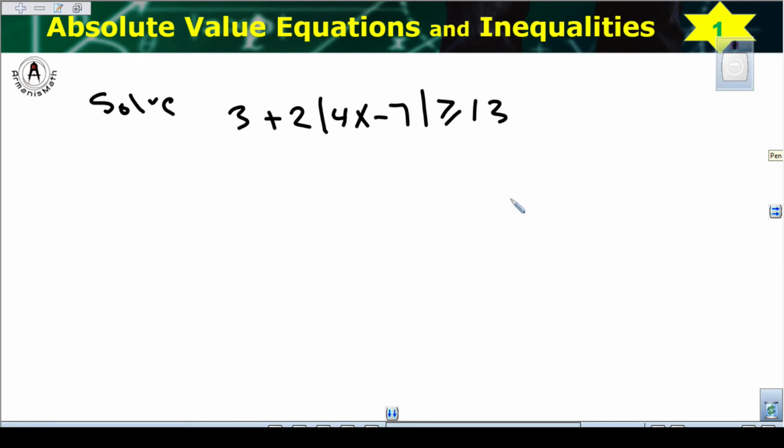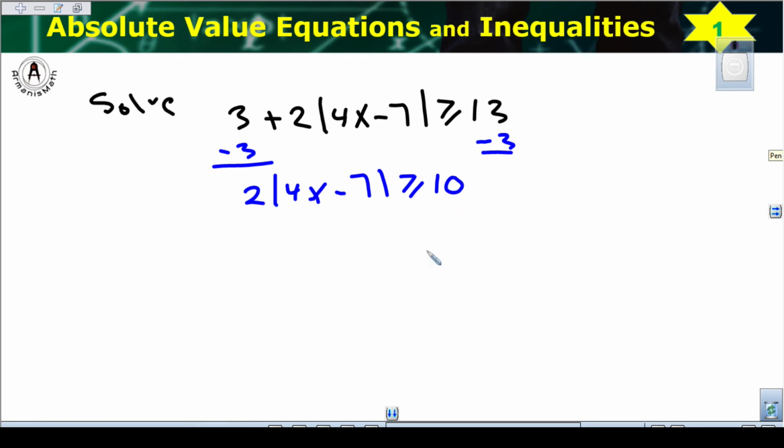Shall we touch the 3 or the 2? Ethan says you should start with the 3, which is true. That's the wrapping that I could get rid of before the 2, because the 2 is connected in multiplication. So -3, -3. And if I'm careful with this, I'm going to end up with 2 times 4x minus 7 greater than 10. What do you think I should do? What's my next step?